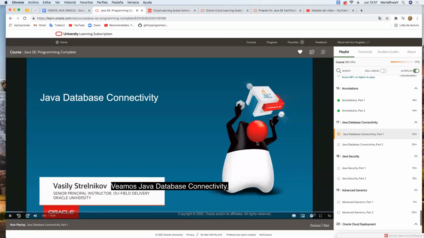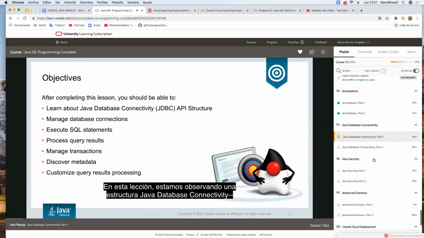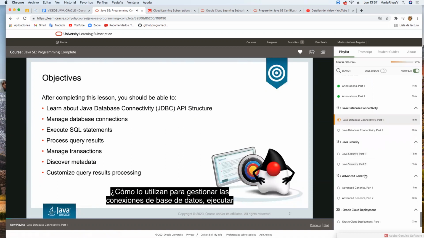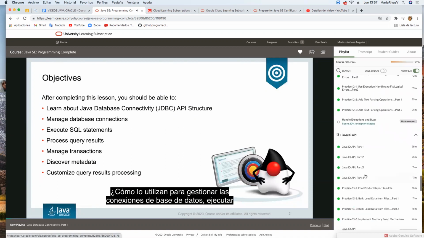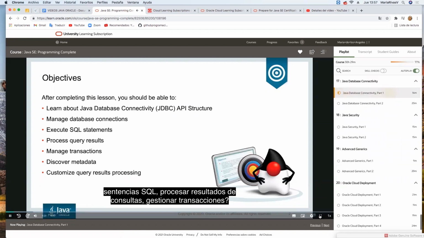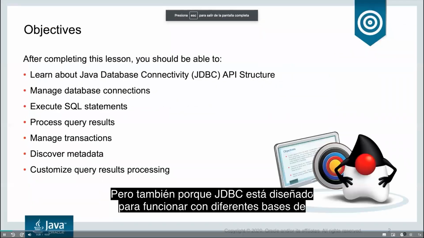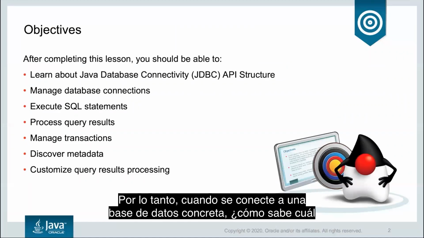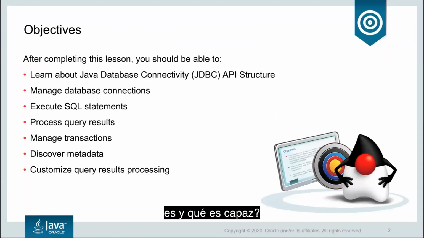Database connectivity. In this lesson, we're looking at the Java Database Connectivity JDBC API structure. What is it doing? How do we use it to manage database connections, execute SQL statements, process query results, manage transactions, but also because JDBC is designed to work with different databases, it's designed to work with whatever database really. So when you're connecting to a certain database, how do you know what it is and what it's capable of?